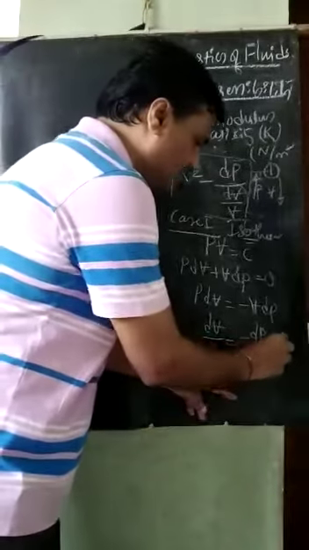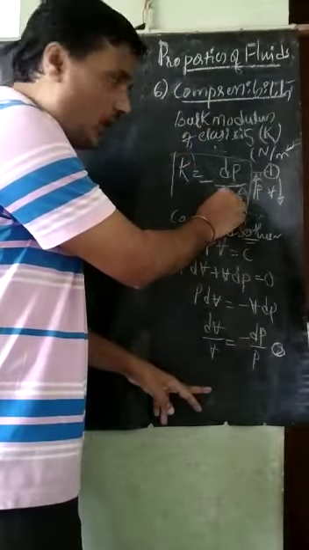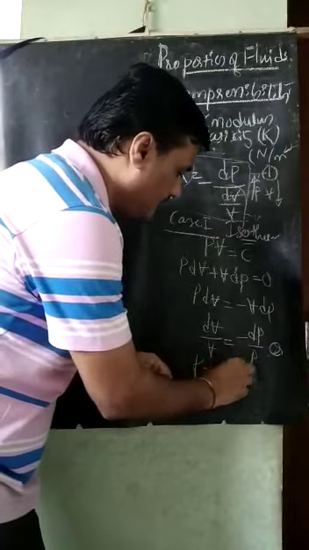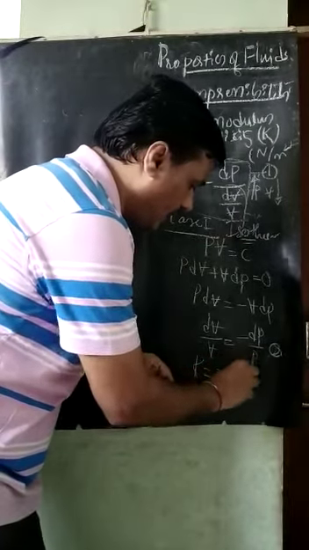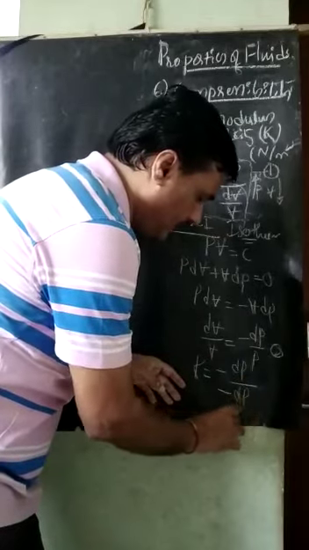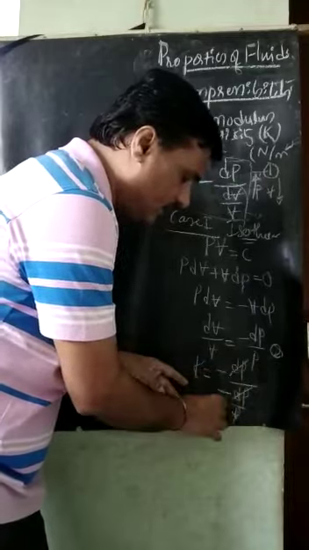So this is equation number 2. This equation number 2, if I substitute in equation number 1, what am I getting? K is equal to minus dP divided by minus dP divided by P. So therefore this dP will get cancelled. Negative will get cancelled.